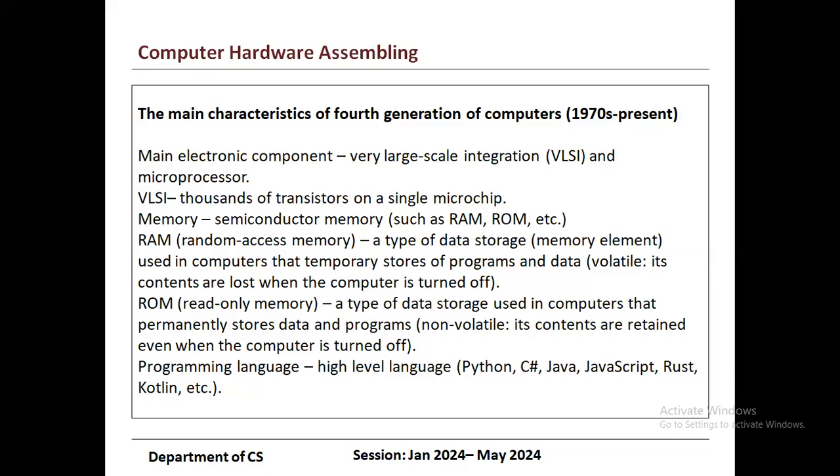Fourth generation computers were more adaptable, had more primary storage capacity, were faster and more reliable than previous generations, and were also portable, small, and required less electricity. Intel was the first company to develop a microprocessor used in fourth generation computers. Programming languages used in this generation are high-level languages. For example, Python, C#, Java, JavaScript, Rust, Kotlin, etc.